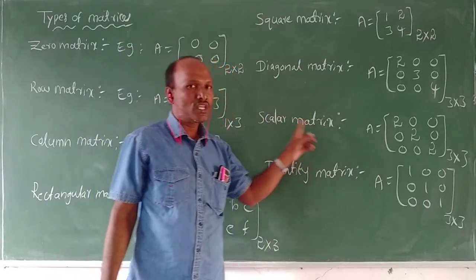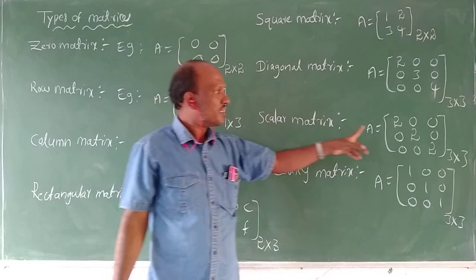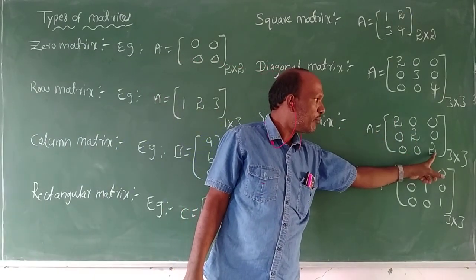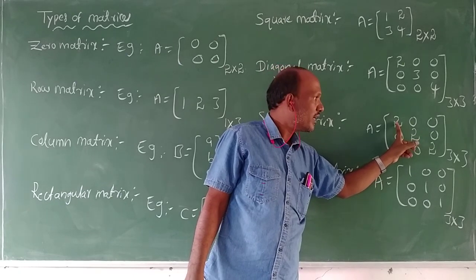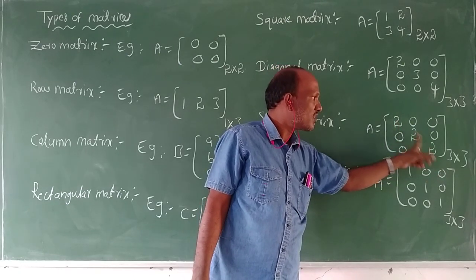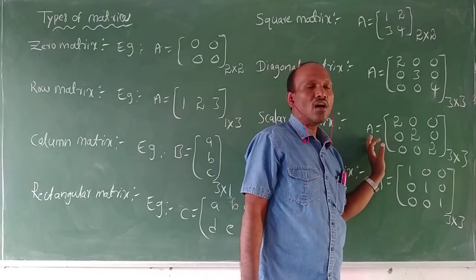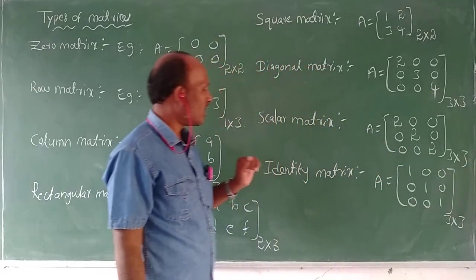Next, scalar matrix. It is a diagonal matrix in which all diagonal elements are the same or equal. That is called a scalar matrix.